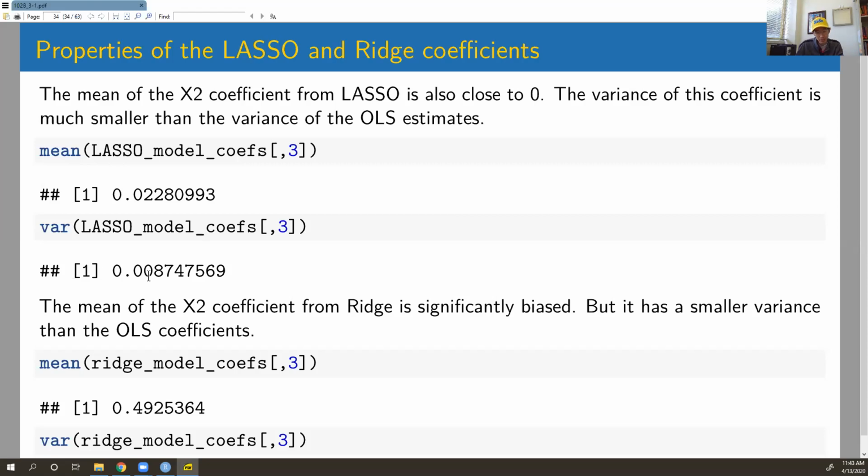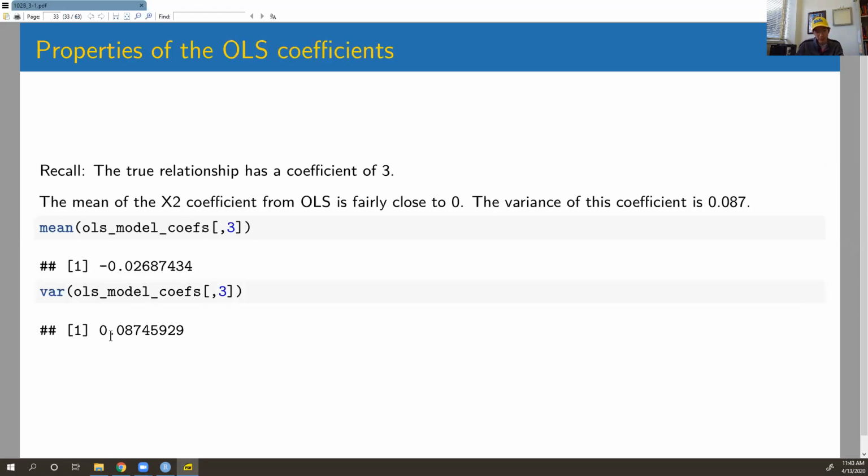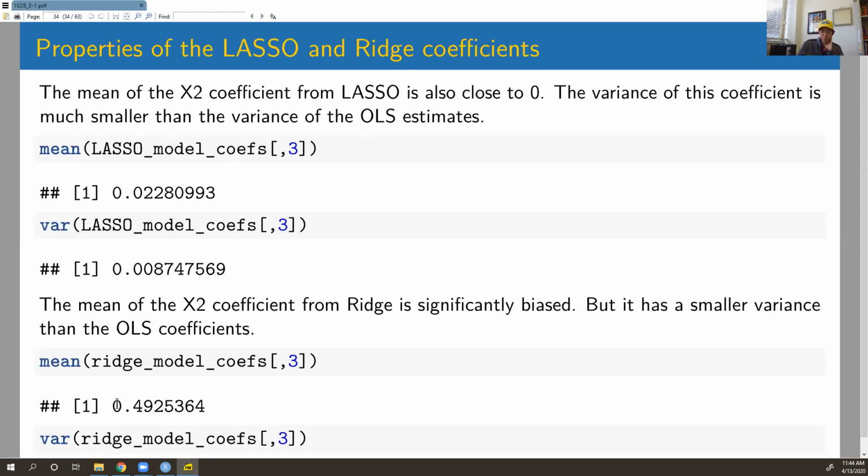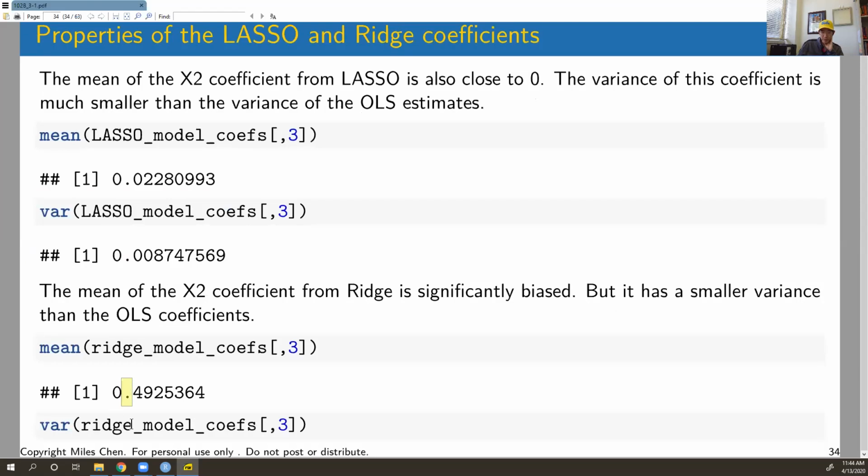But what you look at is this variance is way lower, 0.0087, whereas over here the variance is 0.087. So the variance here is 1/10 of the size with LASSO. And as far as ridge regression, there's going to be a significant bias, but the variance here will be smaller than the OLS coefficients. I'll have to redo my slides to fit this, but that's what we have there.